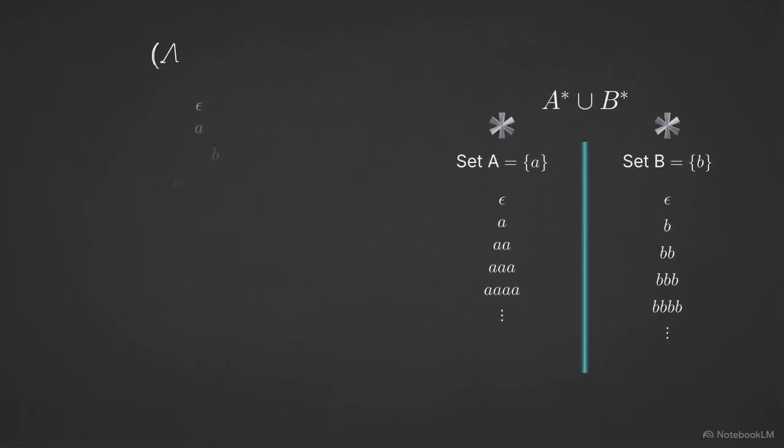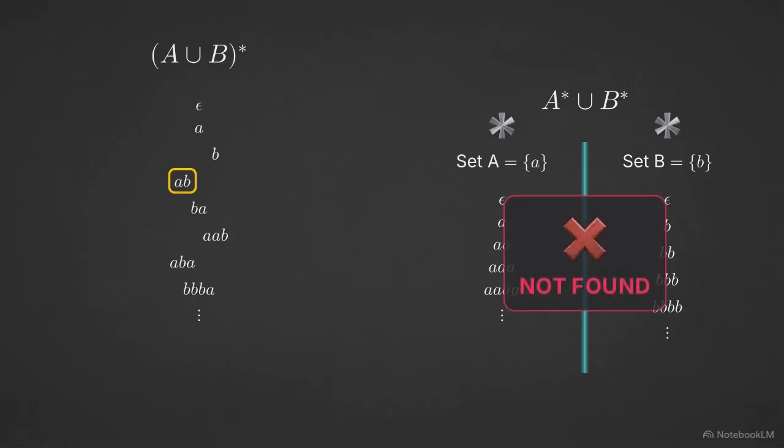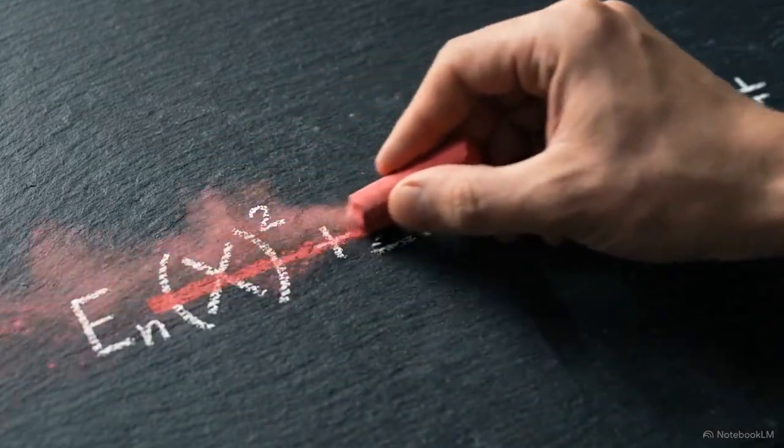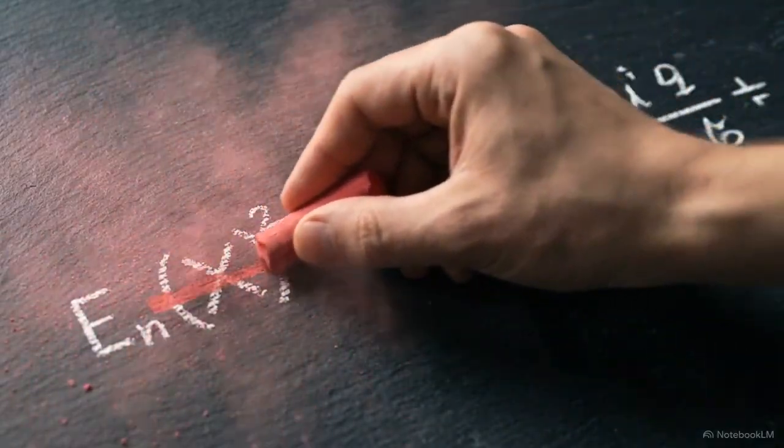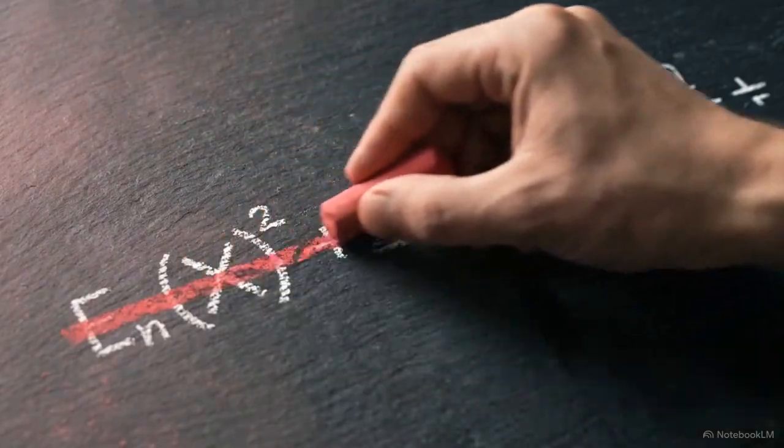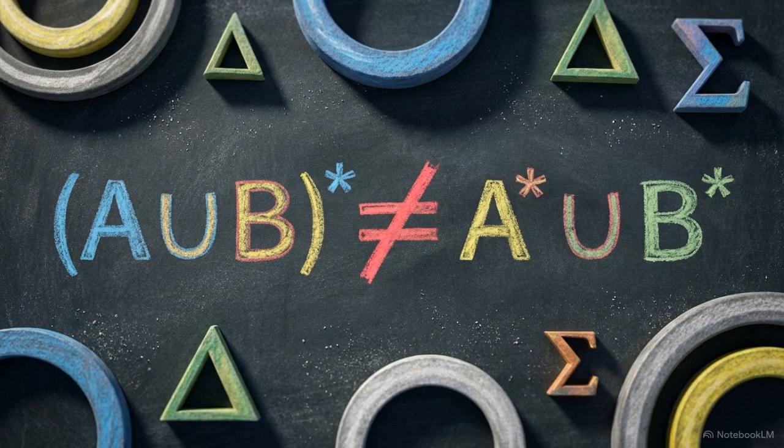This split screen reveals a strict limitation. The right side forces strings entirely from set A or set B, preventing cross-contamination. We isolate the mixed string AB, generated on the left. Mapping it to the right fails. It's mathematically impossible under strict isolation. The conclusion is absolute. Because a single valid string from the left cannot be generated by the right, the entire equation is strictly false. The Kleene star does not distribute over a union.